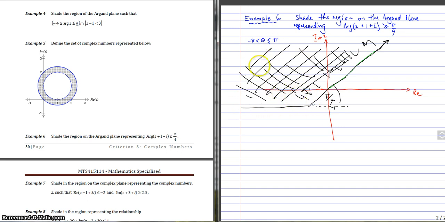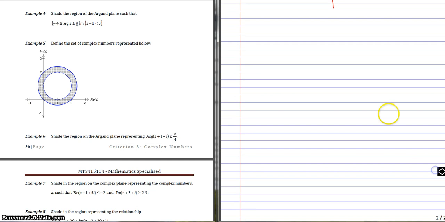This is going to be solid as well, because the domain for the principal argument is negative pi less than theta, less than or equal to pi. So being less than or equal to pi means that this line here is actually included in our region. Okay, I hope that's clear. All right, let's have a look at our next one.